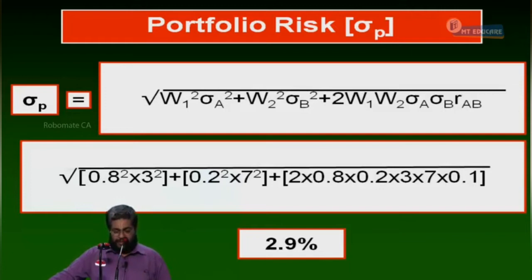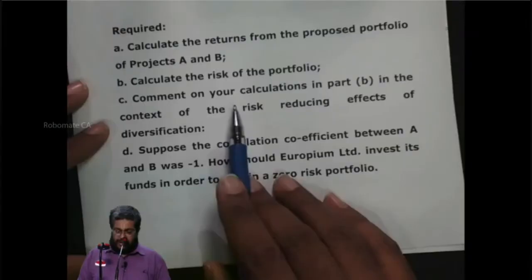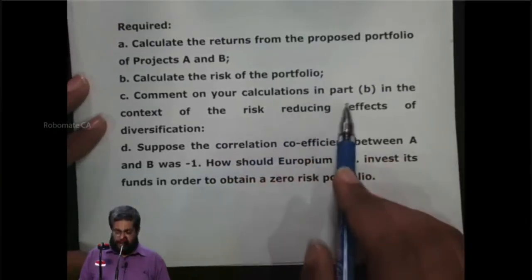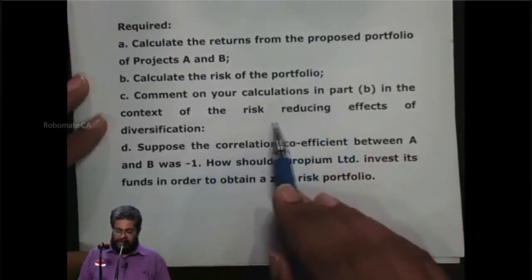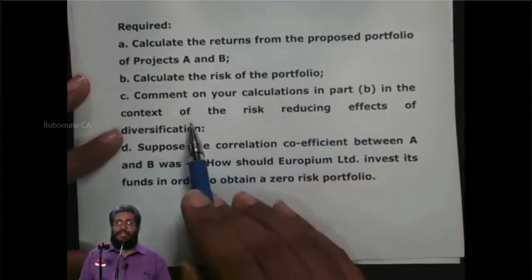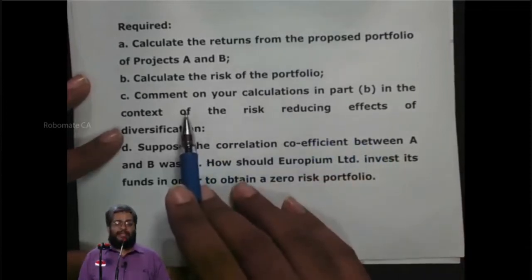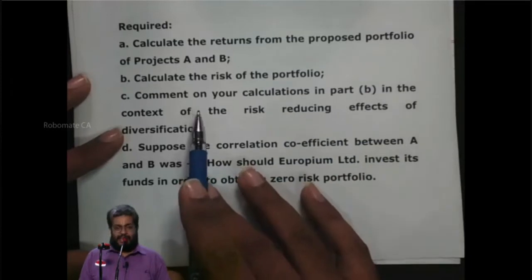Okay. Part B over. Can I go to part C or not? No. See part C of this question. Comment on your calculations in part B in the context of risk reducing effect of diversification. This we have to answer what I dictated earlier. Last class I did or not?